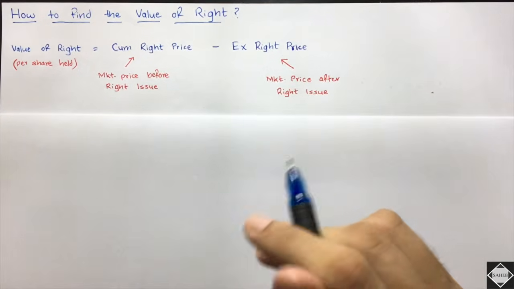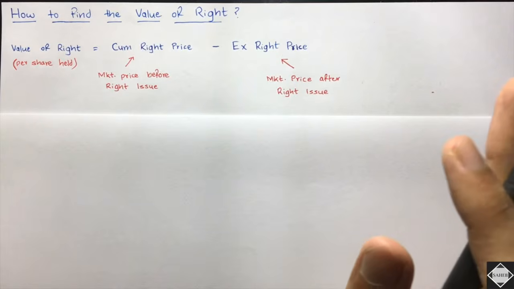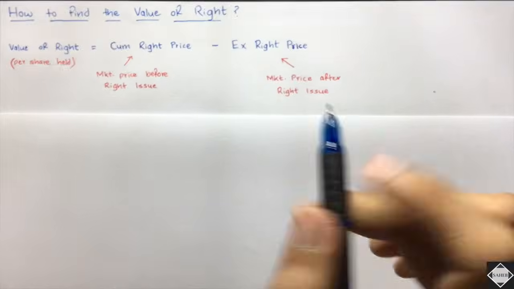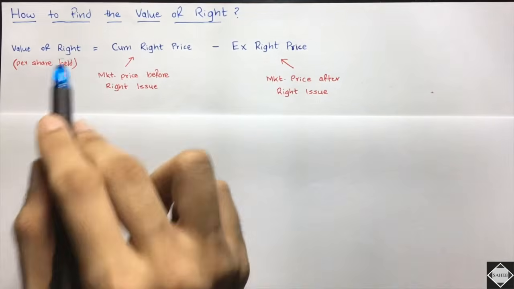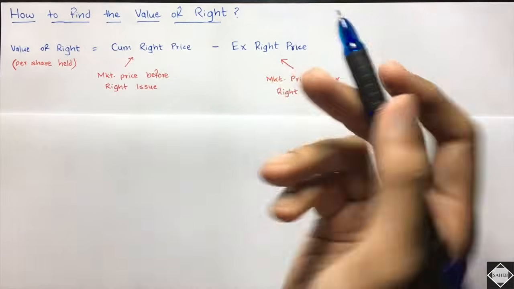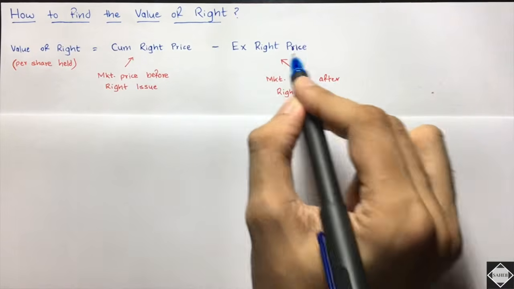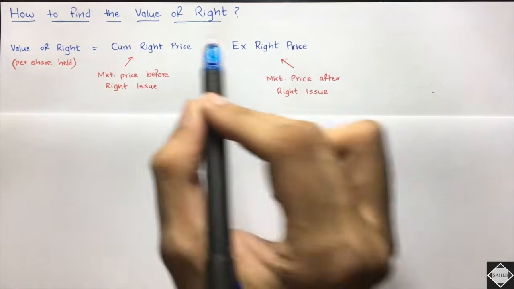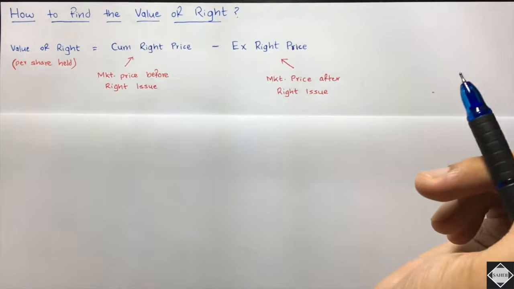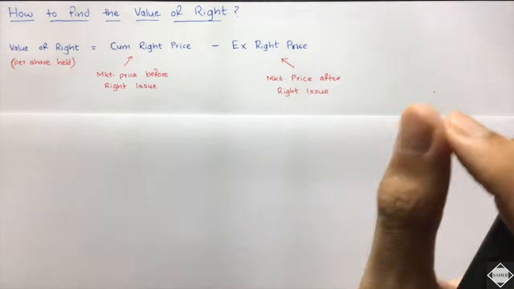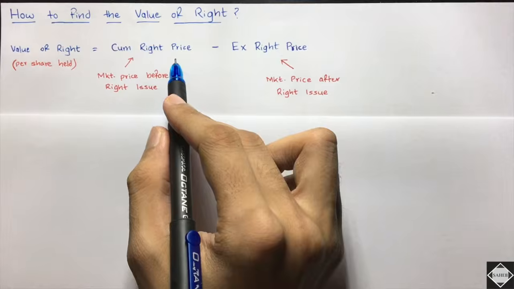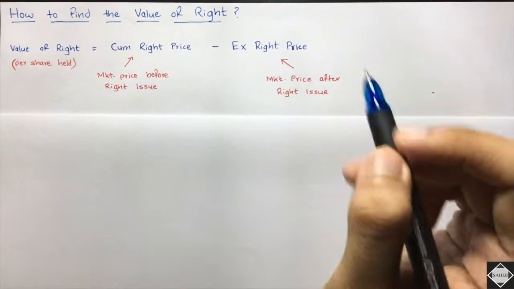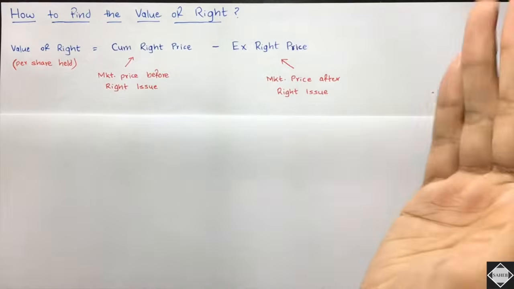So how can we calculate it? There are many formulas to do that. In CA Final you will see many formulas to calculate value of right, but right now in CA Inter, in your module, this formula is given. Value of right is equal to cum right price of a share minus ex right price of a share. Now you will say, sir, what are cum right price and ex right price? It's really simple. Cum right price means the market price of the share before the rights issue, and ex right price means the market price of the share after the rights issue.